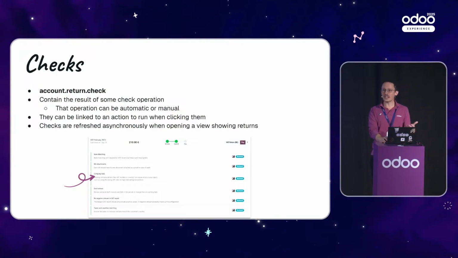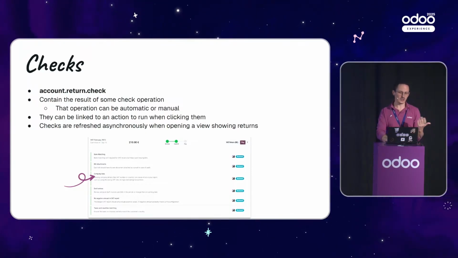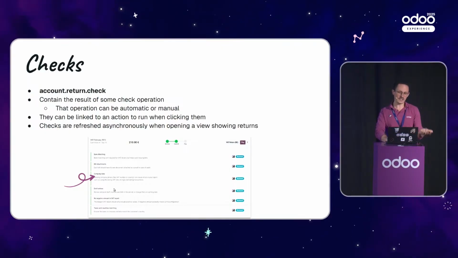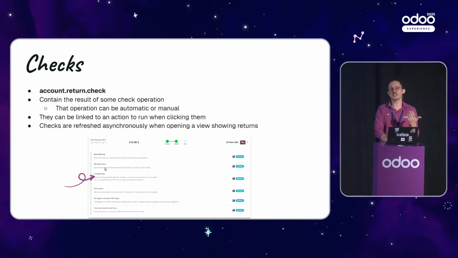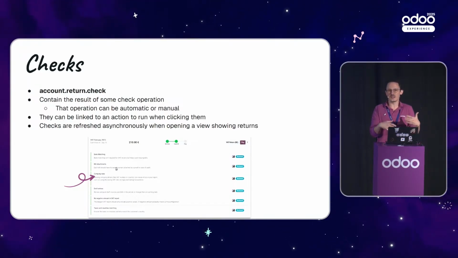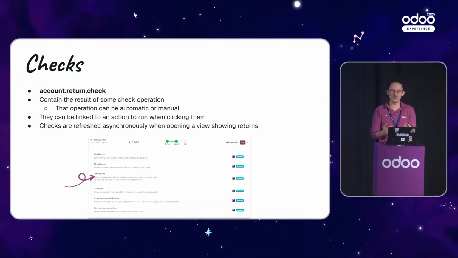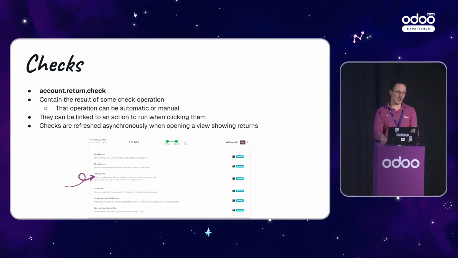Checks can be linked to an action, so when you click on the check, you can see the records, for example, that are failing the check. So here, if I take the ones that I have here for the VAT report, I have bill attachments. This one is just checking that all the bills in my period have an attachment on them, because it's of course a legal requirement that you need to keep some justificative documents for everything that you put into your accounting.